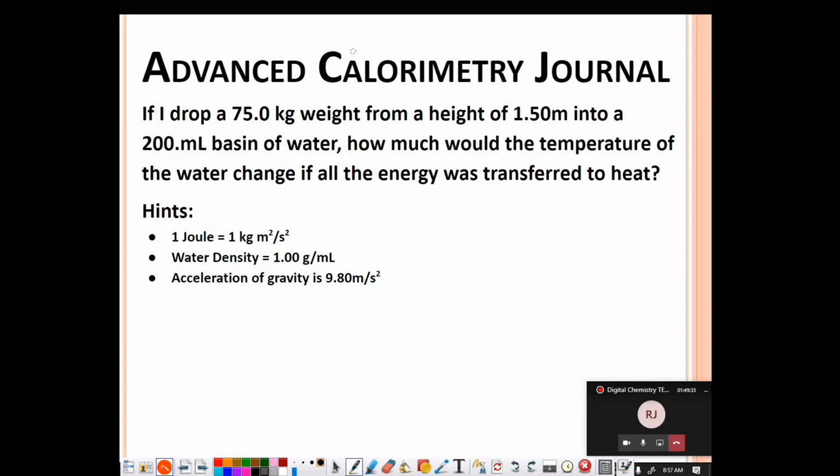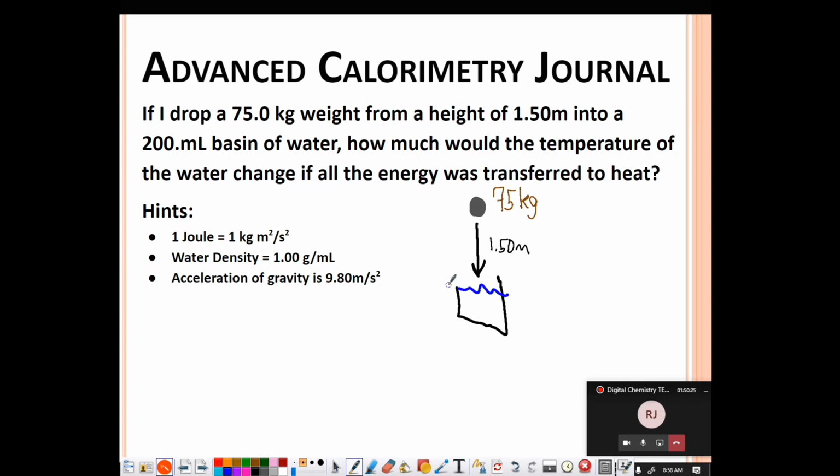To help explain this to both you and to me. So I've got a weight here, and that weight is 75 kilograms, and it is falling into a basin of water. Now, the distance that it is falling is 1.50 meters, and it is going into that basin of water here.